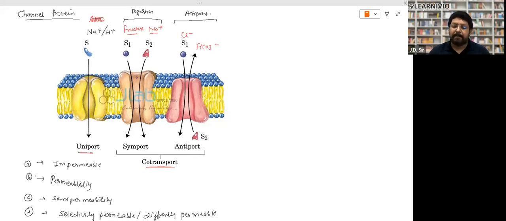Next point: sodium and potassium pump. Sodium and potassium pumps are found in the membrane of neurons. They are the best example of antiport.